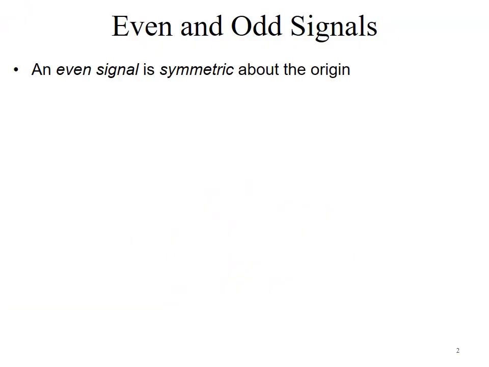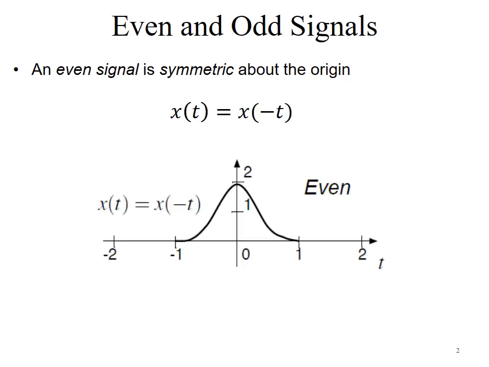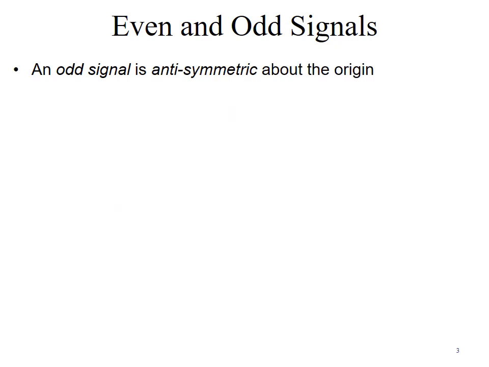An even signal is symmetric about the origin. It means if you apply the time reversal property, you will get the same signal. It won't be affected. For example, x of t is a signal which is shown in this figure, and if we apply time reversal, x of minus t, you will get the same signal. So these kinds of signals are called even.